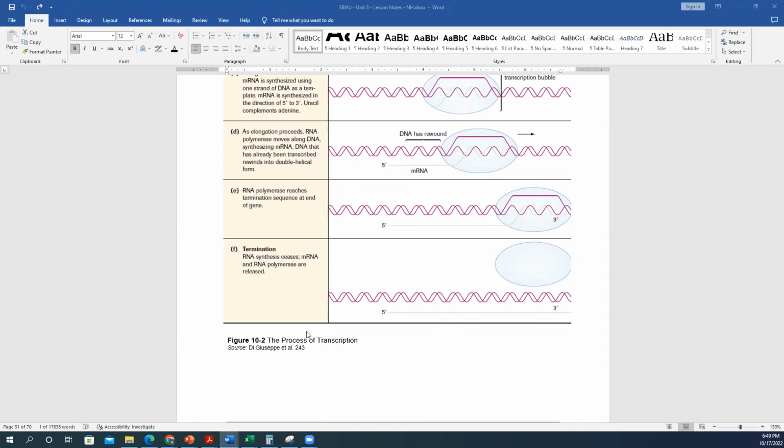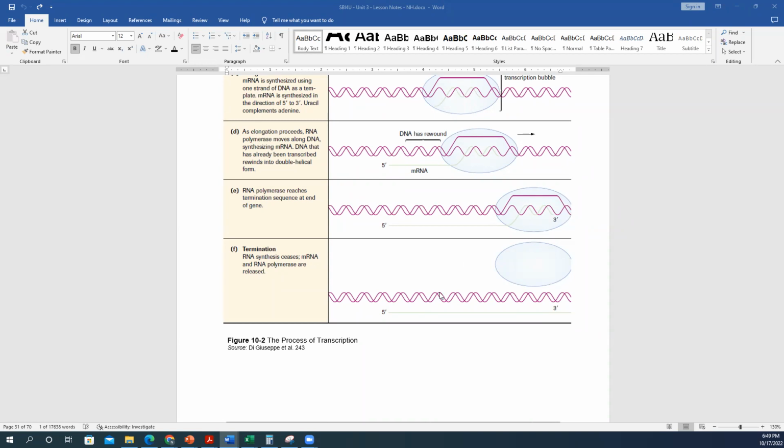And once the end is reached, that RNA polymerase will recognize that termination sequence and just dissociates. The messenger RNA falls off, and the RNA polymerase comes off, and it moves off, and it's free to go on and transcribe another point on the DNA, another message.